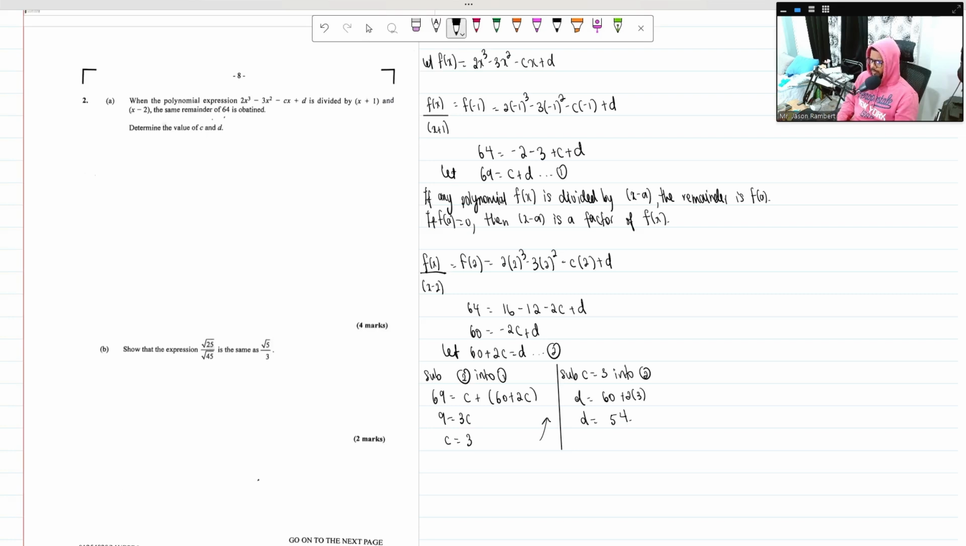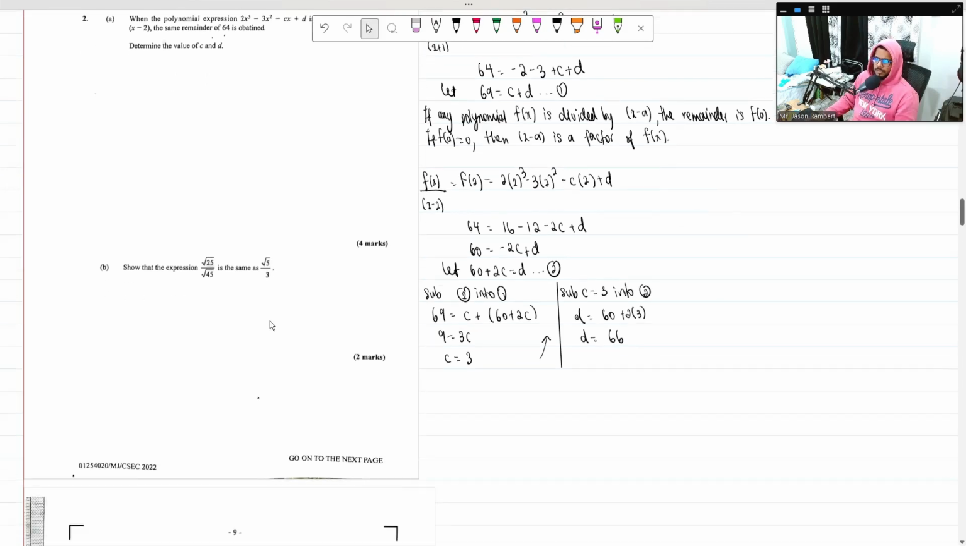Plus, what are we doing by plus 66? Yeah, we've got to go. All right, show that the expression is the same as root 5 on 3.